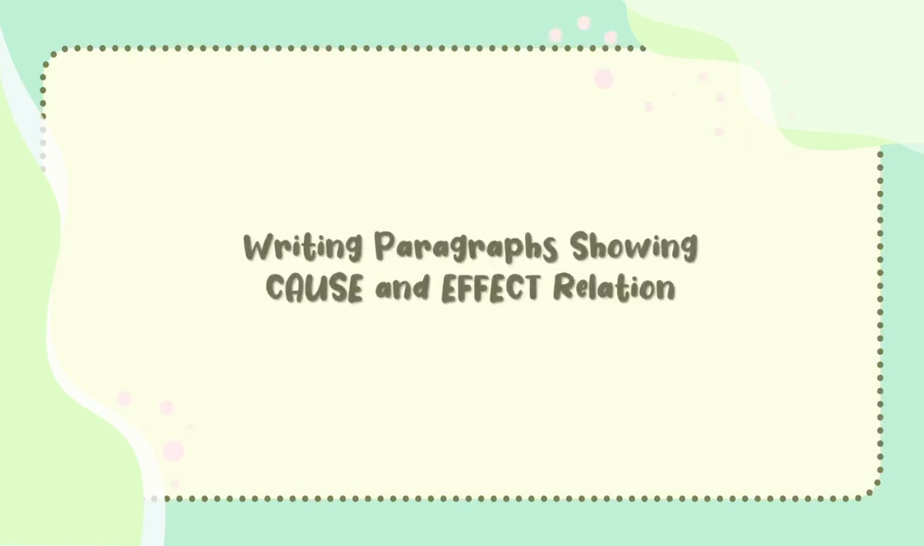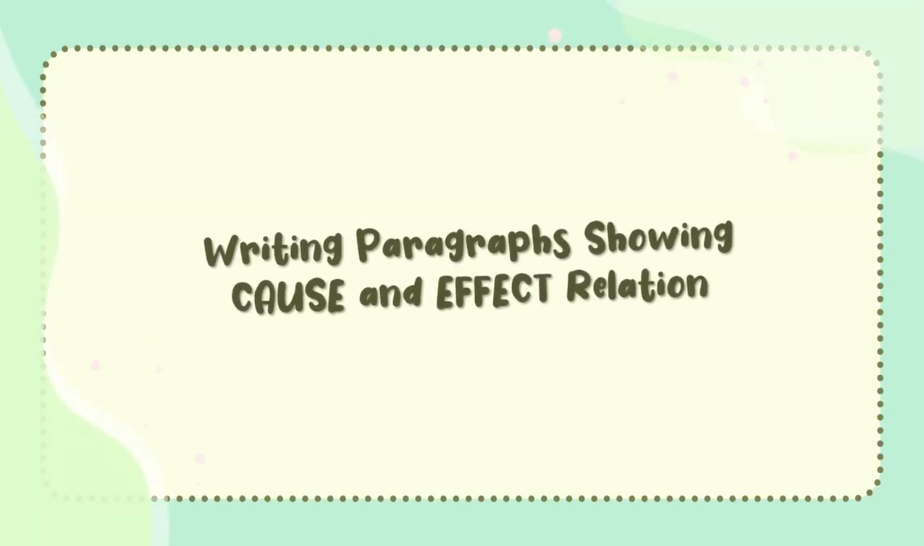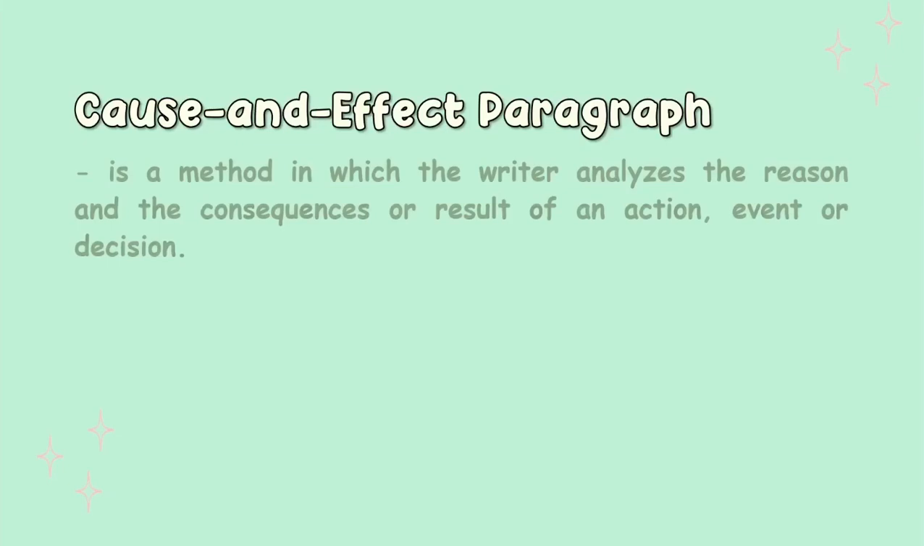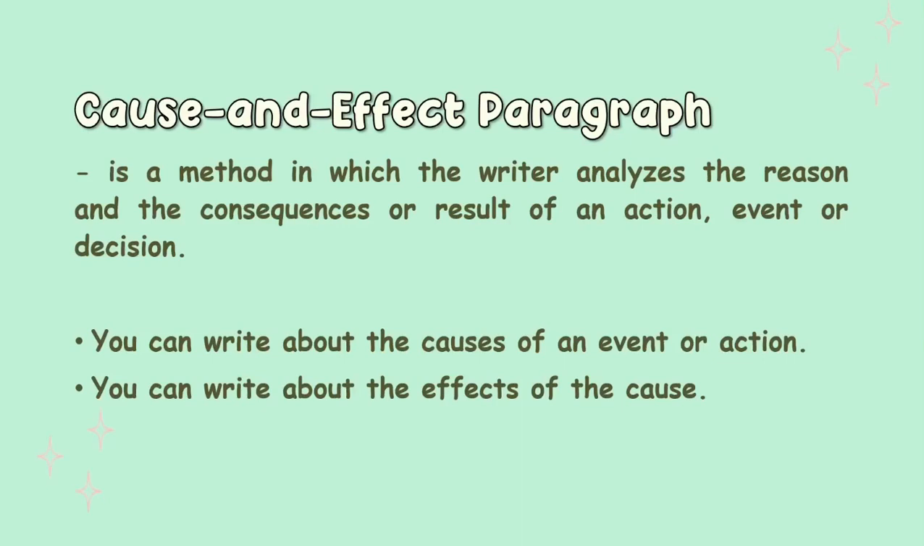Now, let us move on to learning how to write a paragraph using cause and effect relationship. Cause and effect paragraph is a method in which the writer analyzes the reason and the consequences or result of an action, event, or decision. You are writing about the cause, the reason of a certain event or action, and you are also writing about the effect of those actions.